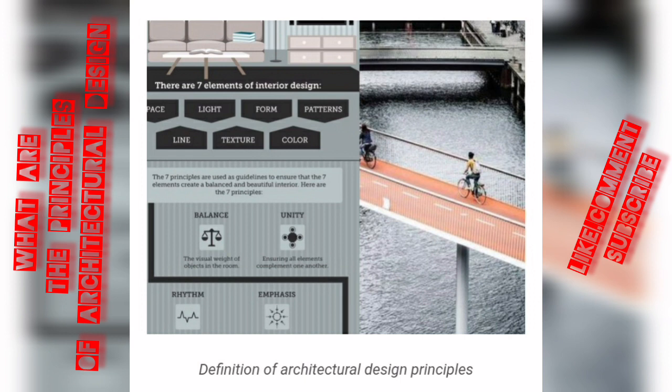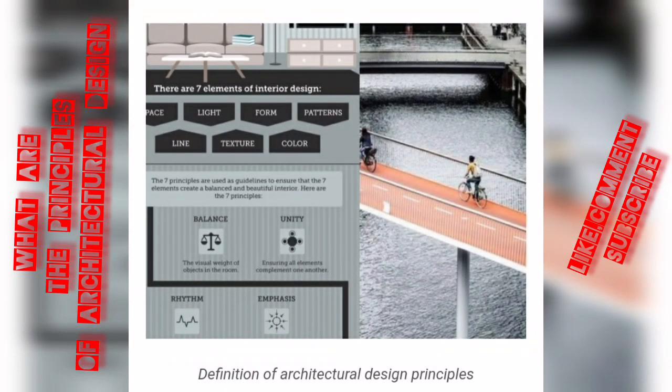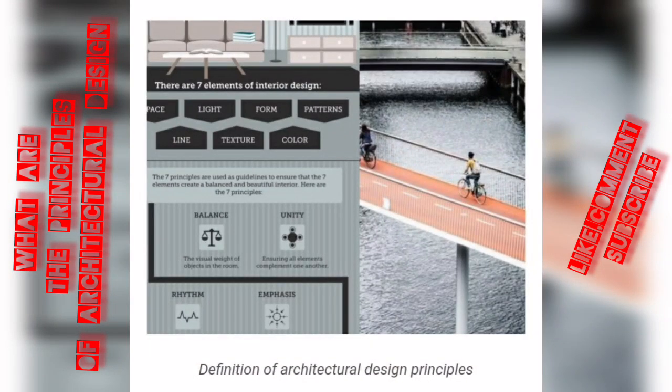Balance, one of the first architectural design principles. Balance is the art of mixing all classifications of visual weights, colors, textures, and objects to generate a sense of stability. Parts of the design are evenly dispersed.